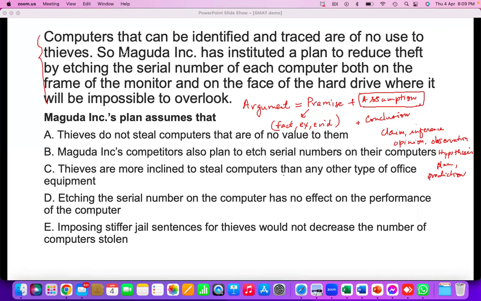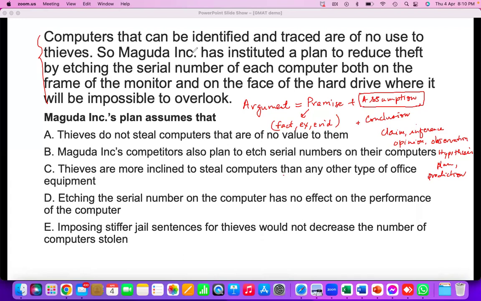So this is the conclusion. You can read: Magda Corporation has instituted a plan to reduce theft by etching a serial number of each computer both on the frame of the monitor and on the face of the hard drive, where it will be impossible to overlay. So this is the conclusion, Indrani. No, the first line is the conclusion, and the last line is the fact, because they are doing it, right? They are implementing it. I guess I'm not sure.